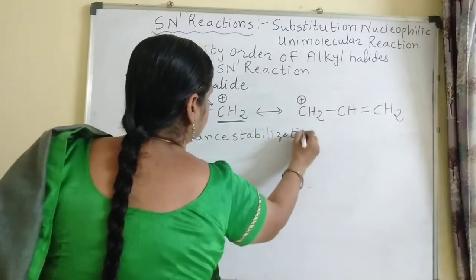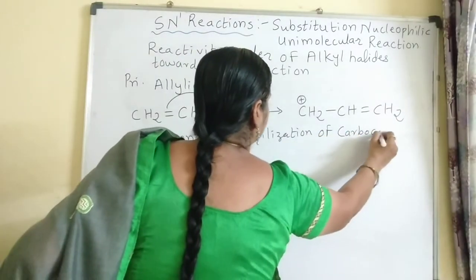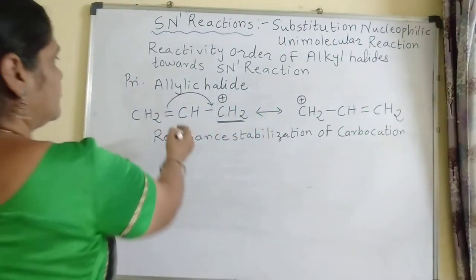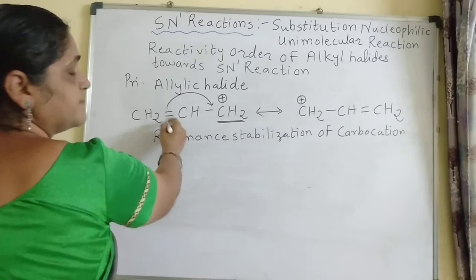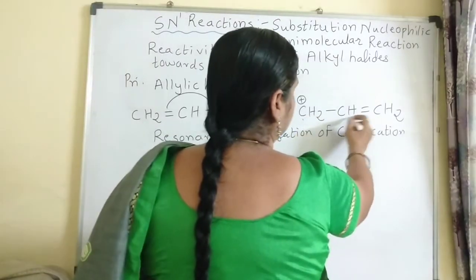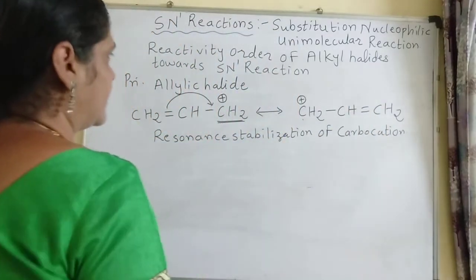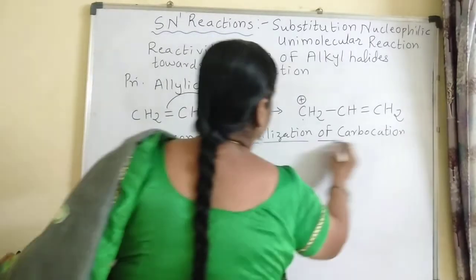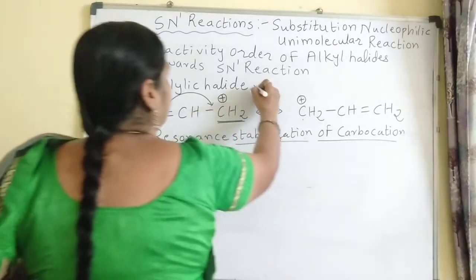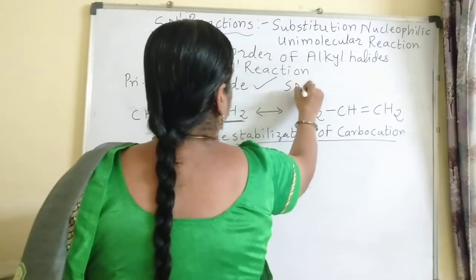Resonance stabilization of carbocation. In this allylic halide, there is a resonance stabilization of this carbocation with these pi electrons. So you will find that now the positive charge is carried by this carbon, and between these two carbons the double bond is created. This resonance stabilization of carbocation is responsible for the SN1 reactivity of the allylic halides. Therefore, primary allylic halides show more reactivity towards the SN1 reaction.